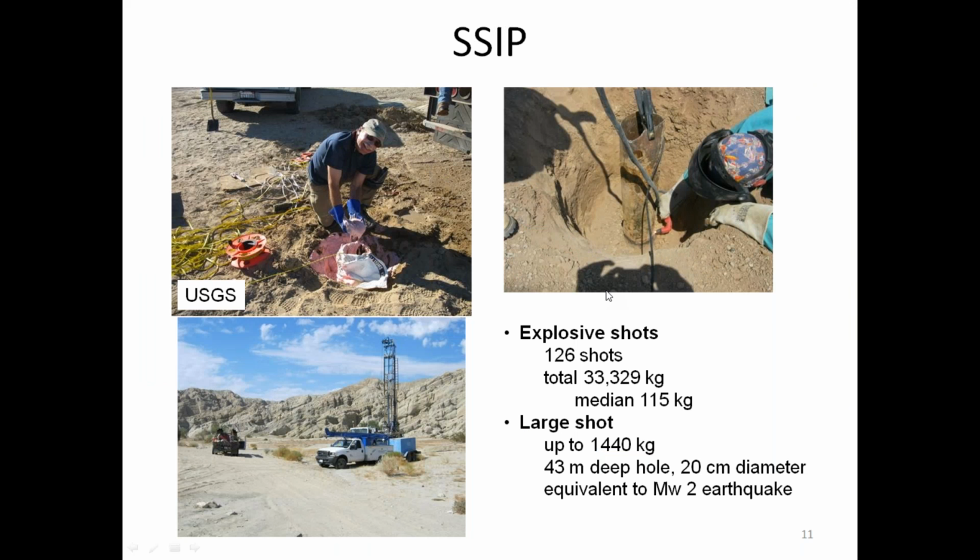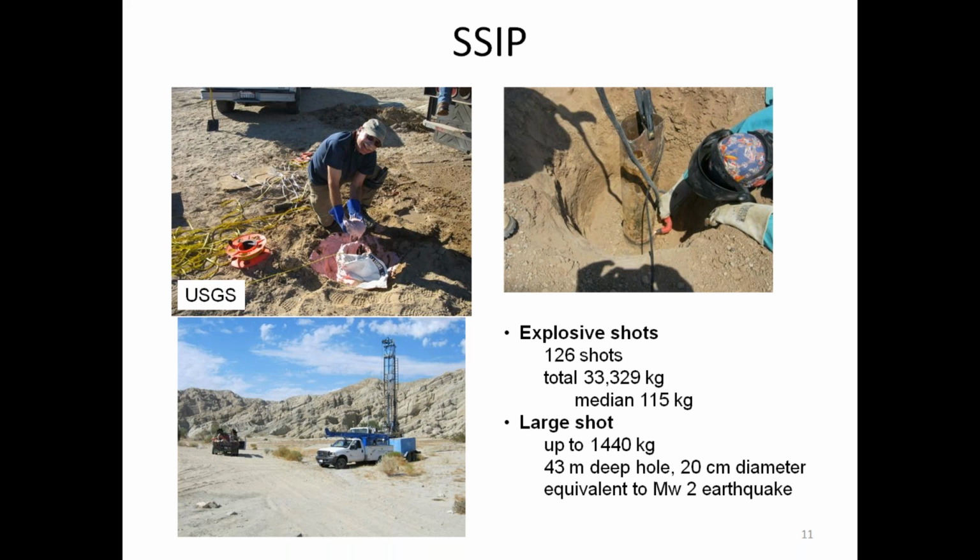For SSIP, 126 shots were fired at the source, with a total of 33,000 kilograms of explosives. Most shot sizes are 115 kilograms of explosive, or 250 pounds. The largest shot is up to 1,040 kilograms of explosive, sealed in a 43-meter deep hole with a diameter of 20 centimeters.